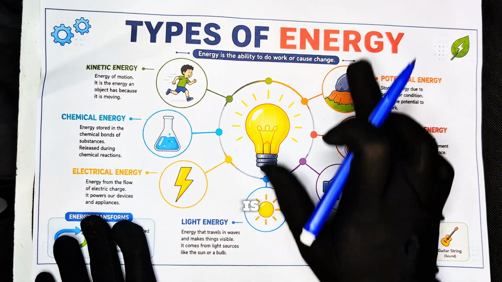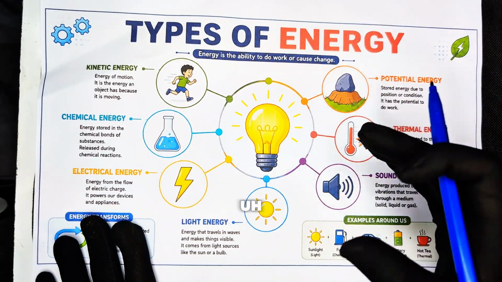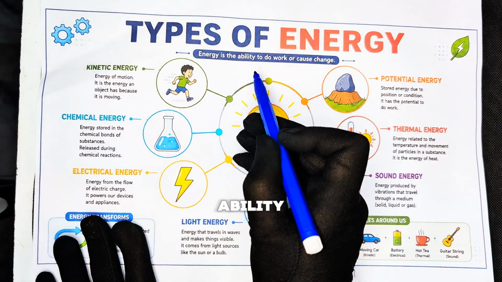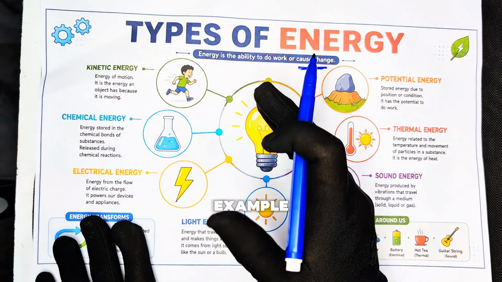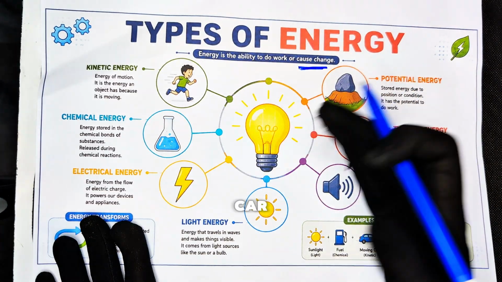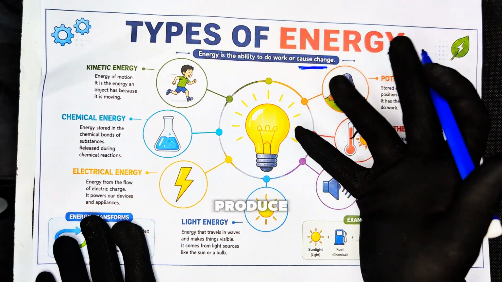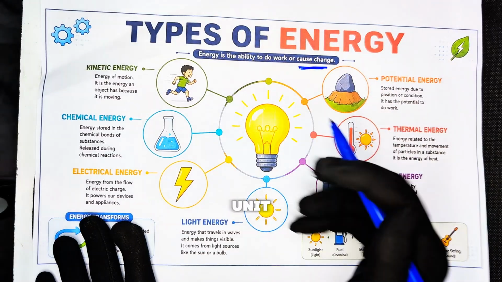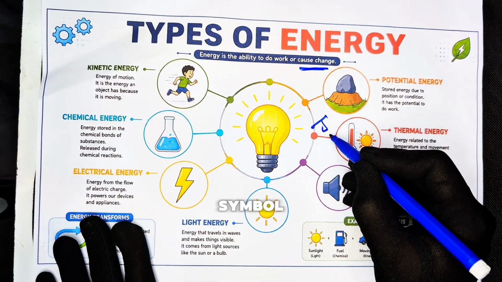Now the question is, what is energy? In simple words, energy is the ability to do work or cause change. For example, you need energy to walk. A car needs energy to move. A bulb needs energy to produce light, and your phone needs energy to work. The standard unit used to measure energy is the joule, written with the symbol J.